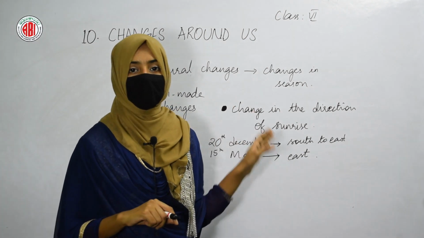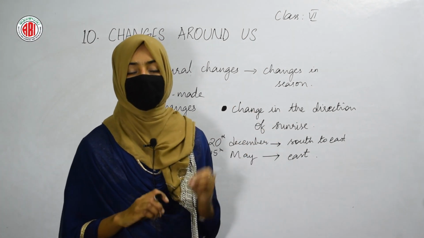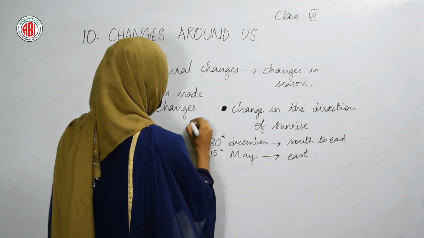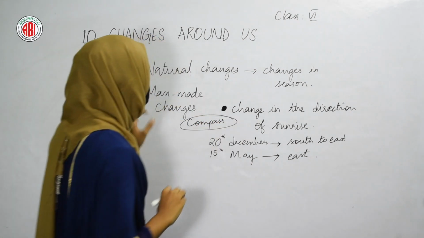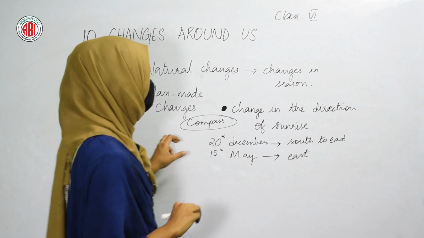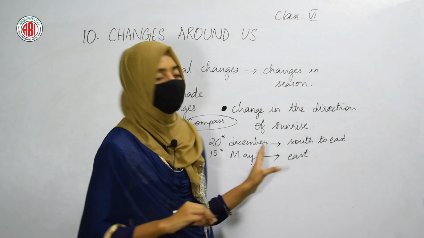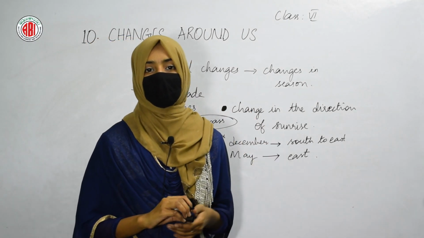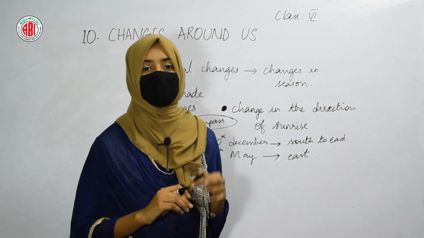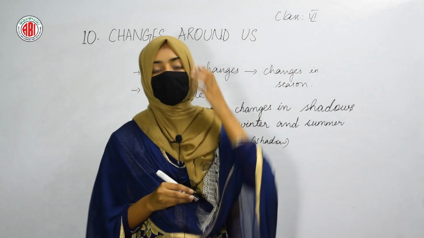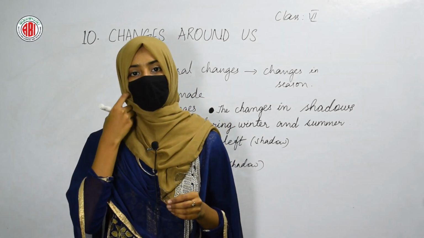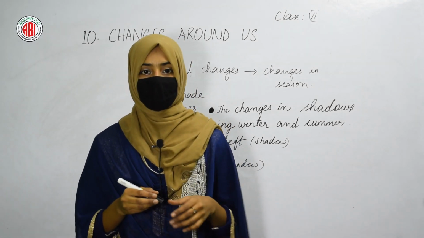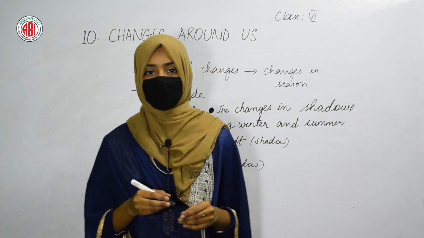We can know the direction of sunrise with the help of an instrument called a compass. A compass is an instrument which can be used to know the direction of sunrise. These changes in the direction of sunrise cause the changes in the seasons. Just before, we were discussing the changes in the duration of day and night and the changes in the direction of sunrise.